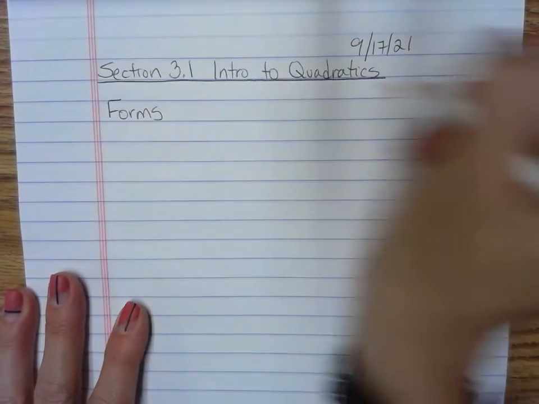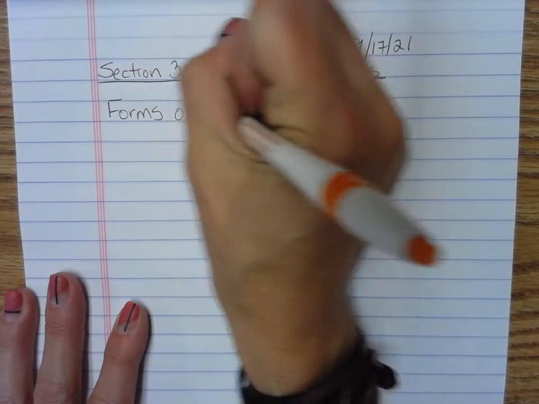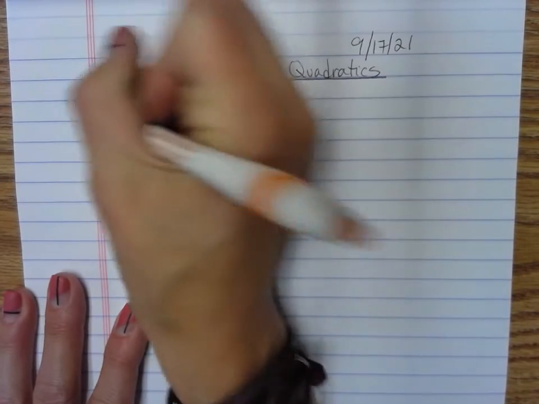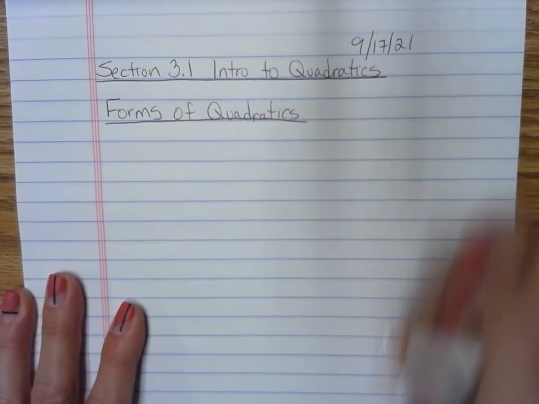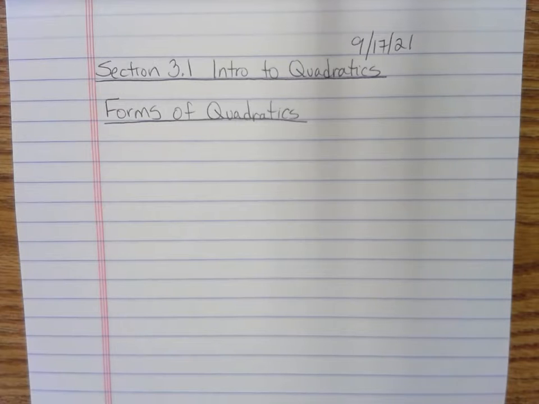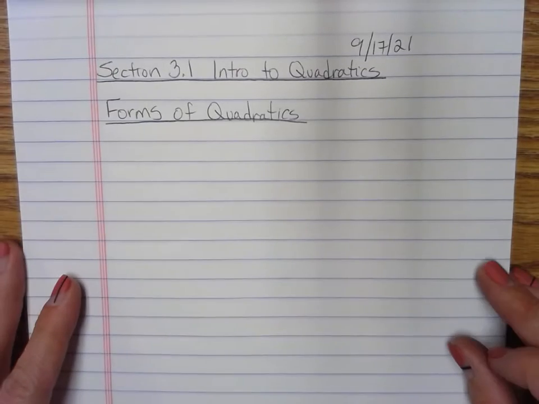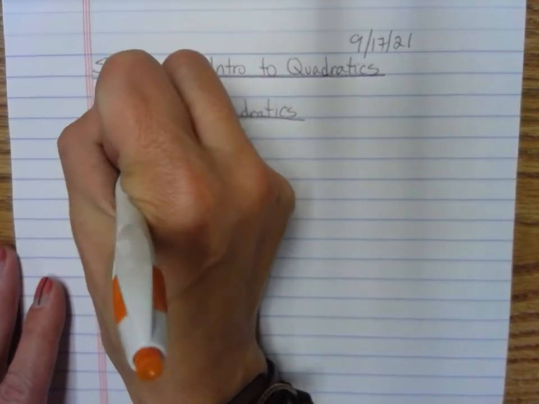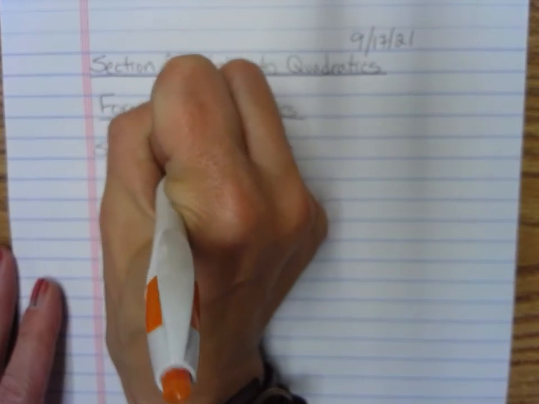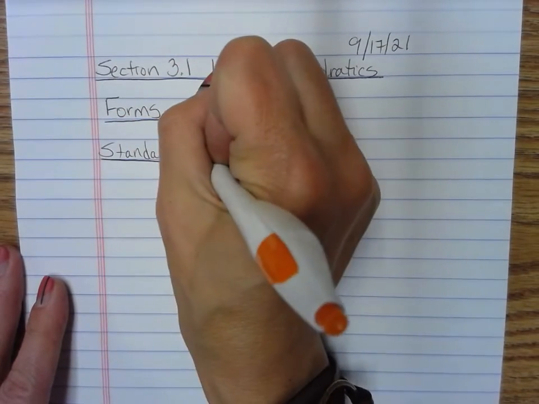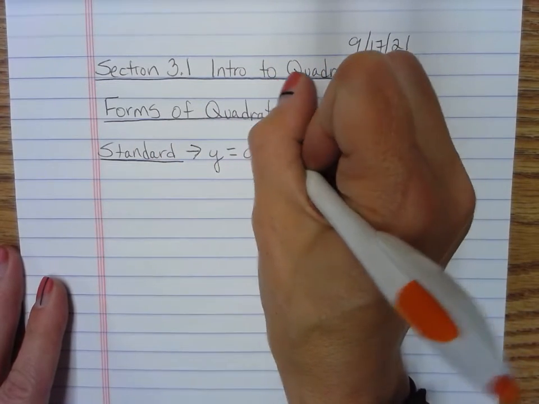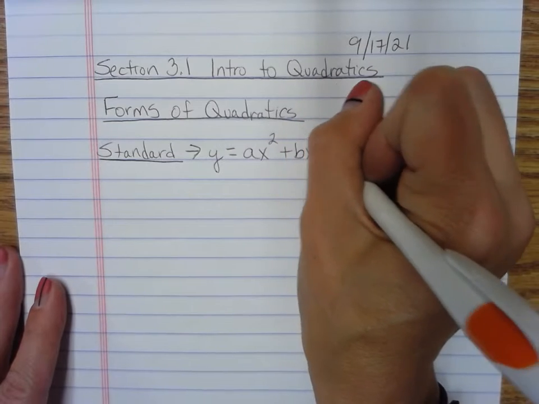So there are three forms of a quadratic function. And the first form we write for any family of functions is always standard form. And this is the one we started with on Wednesday. So standard form for a quadratic is y equals ax squared plus bx plus c.